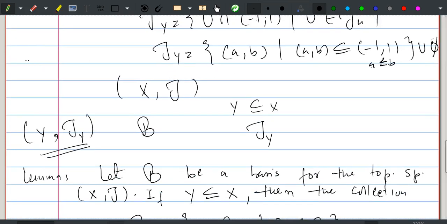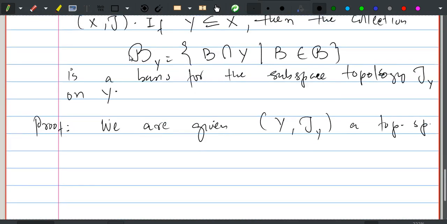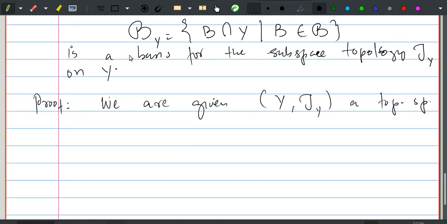If we take any element y in Y, we should be able to find a candidate, say B sub y, such that y is contained in B sub y. I mean for each element in Y, we should be able to find a basis element in fancy B sub Y which contains the element y. So let y belong to Y be any element.